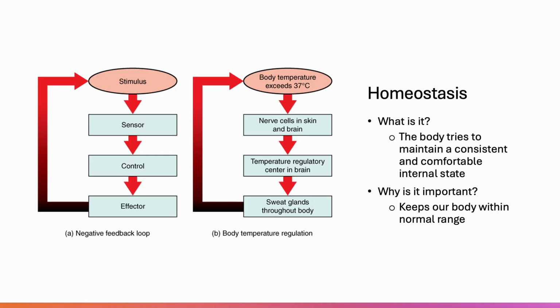Homeostasis is very important for human functioning. What is it though? It's when the body tries to maintain and monitor a consistent and comfortable internal state for our well-being, and all physiological conditions have a particular set point, which is like the normal range. And it's important because it brings our body back to normal range when it gets out of it, which keeps us healthy and not sick.